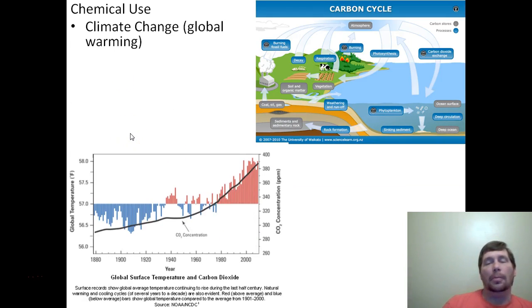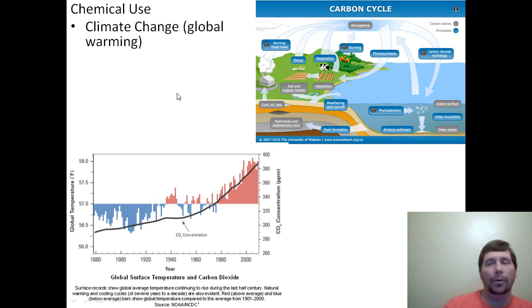The most pressing example of this right now is climate change, and we talked about this a few units ago. As humans have been using the chemical oil and burning it, we're releasing carbon dioxide into the atmosphere. Carbon dioxide levels have gone up, and these bars here show the average temperature on the planet. You can see as we're using chemicals for energy and releasing carbon dioxide into the air, average temperature has gone up. We already covered this a couple of units ago.